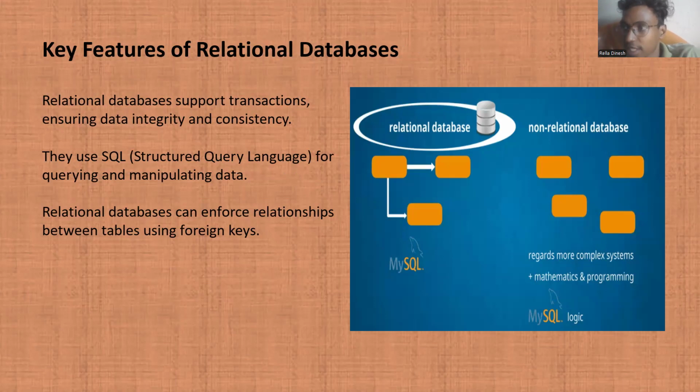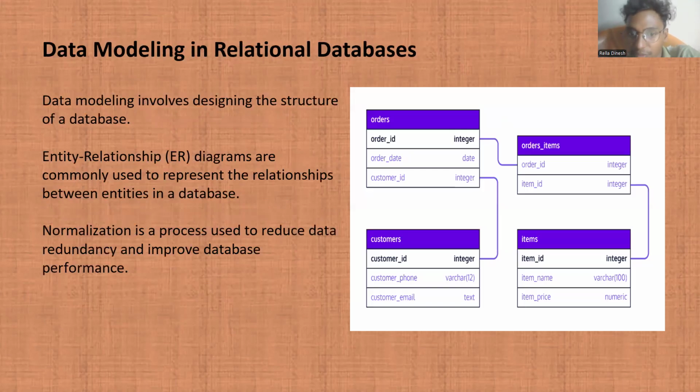A foreign key is nothing but a primary key from one table that is used as a normal key in another table, which creates the link between the two tables.